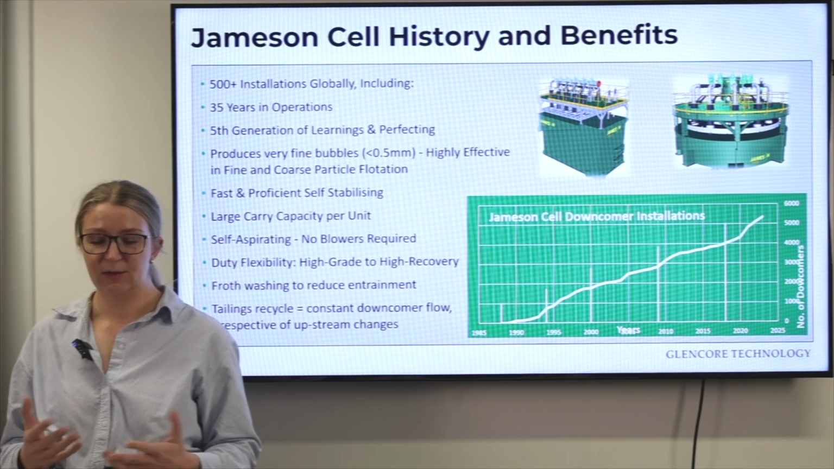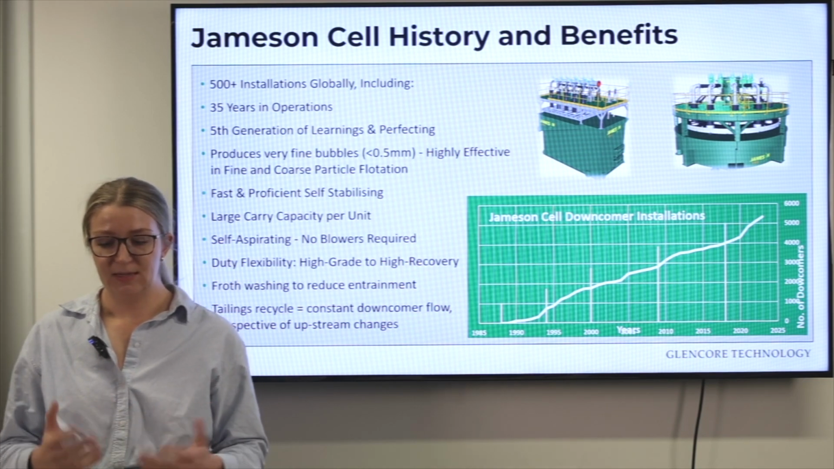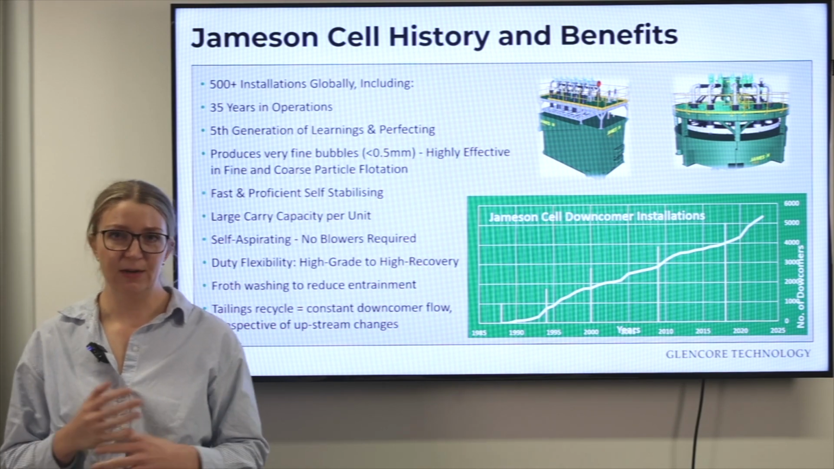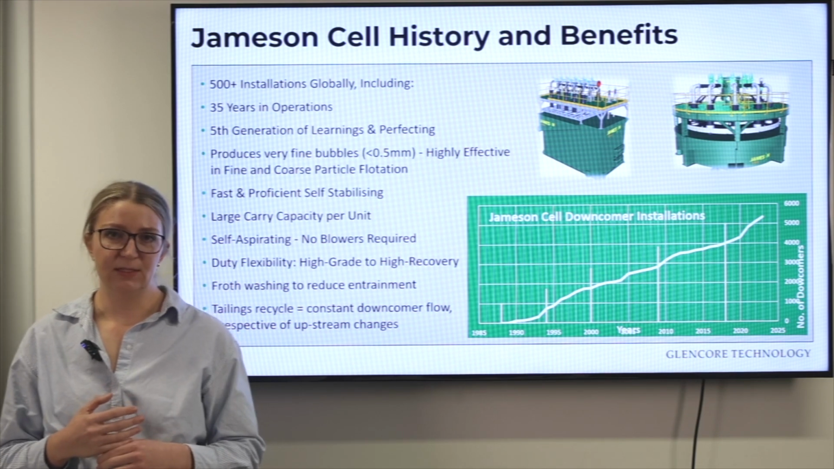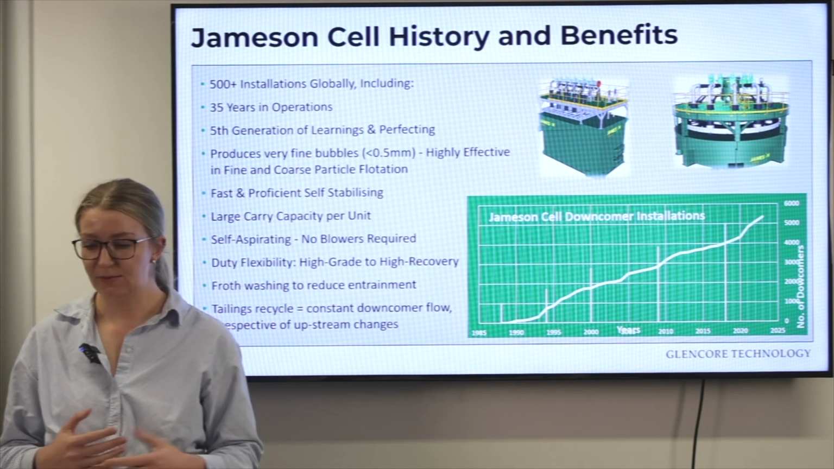So the tails recycle mechanism that I just mentioned before was a key design improvement of the Jameson Cell and enables a constant downcomer flow, irrespective of any upstream changes. So the downcomer flow will consist of the fresh feed made up with the difference with tails recycle.